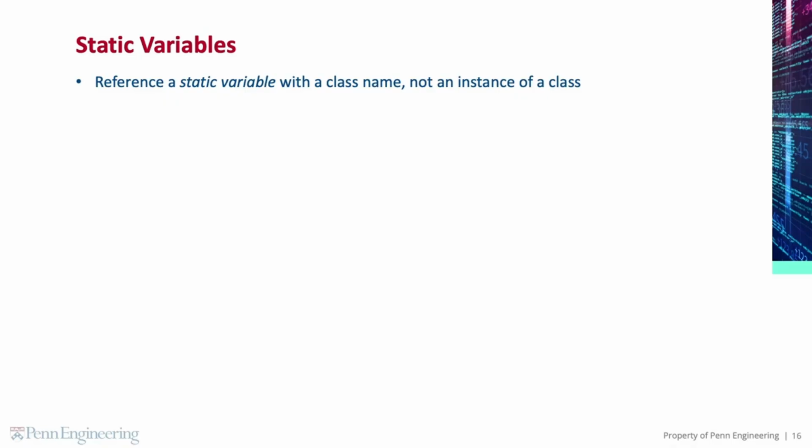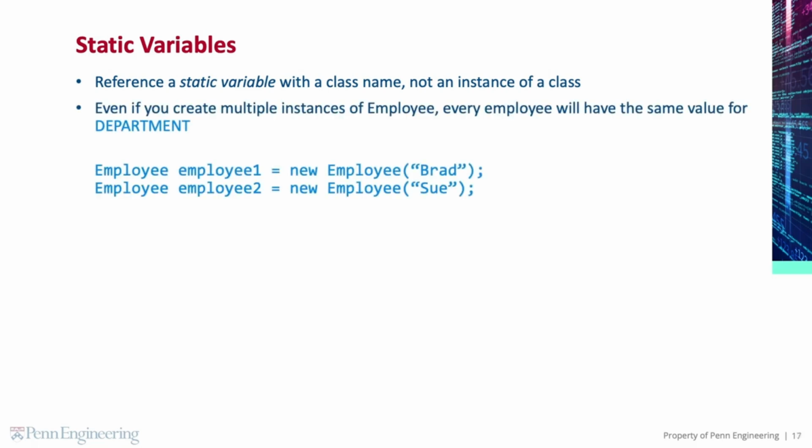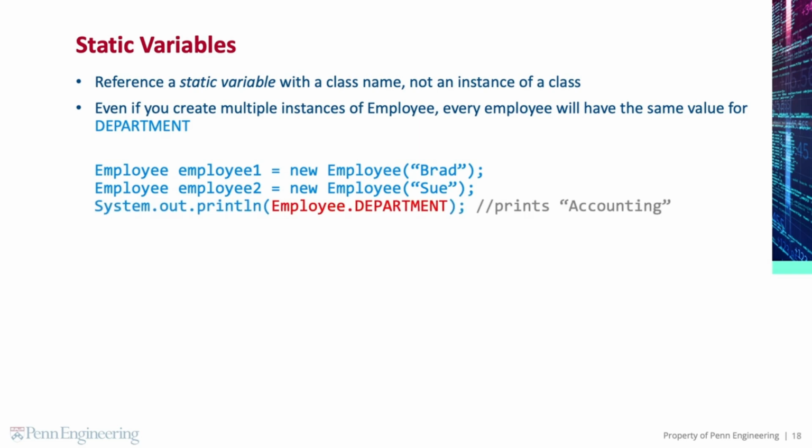You reference a static variable with a class name, not an instance of a class. Even if you create multiple instances of employee, every employee will have the same value for the static variable department. Here we create two employees by calling the constructors with different names. If we access and print the value of an employee's department, we'll see it's accounting. You actually don't need an instance of employee to access the static variable department. You reference the static variable using the full class name.